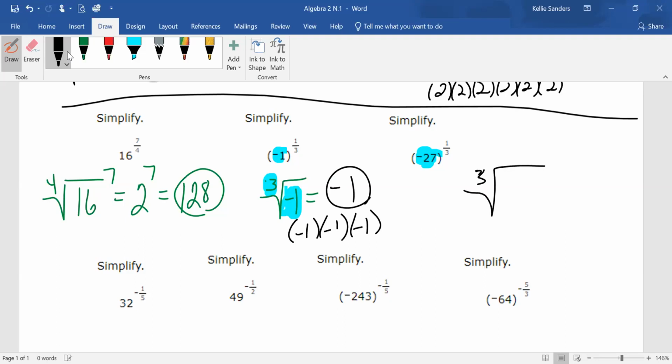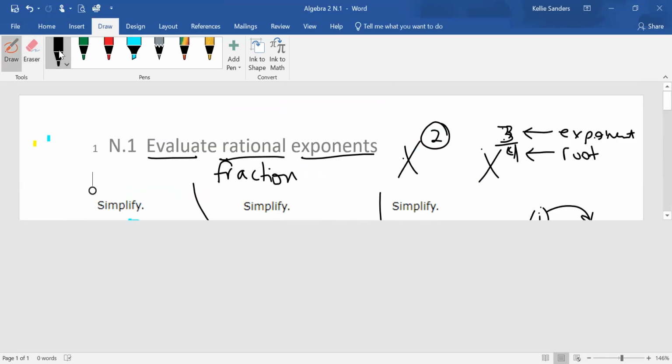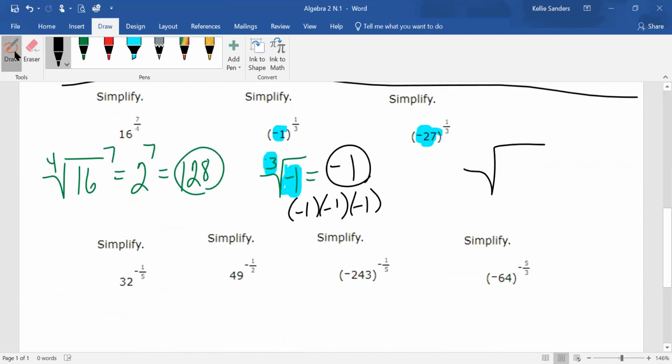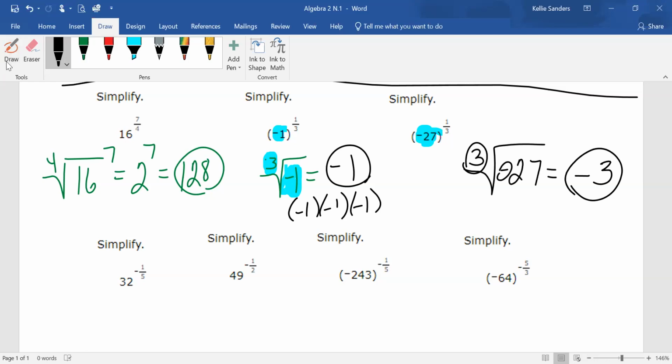The cube root of -27, because this is odd, this can be negative. And our answer is going to be negative. And 3 times 3 times 3 is 27. So -3 times -3 times -3 is -27.